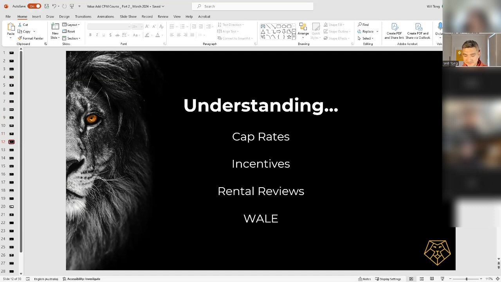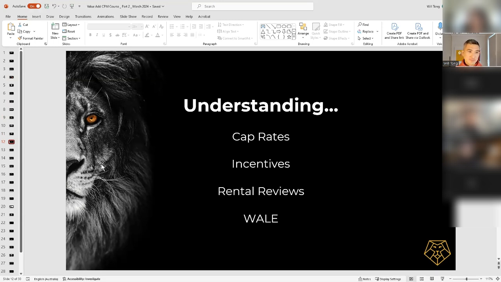Okay, so moving on, in order for you guys to execute on the rental reversion strategy well, you have to have a really good understanding of the following 4 things. Number 1, cap rates. Number 2, incentives. Number 3, rental reviews. And number 4, WALE. I covered this in the 101 masterclass, which I hope you guys have watched. If not, I'll briefly go through what they mean.